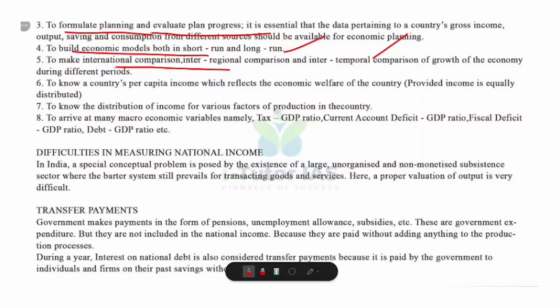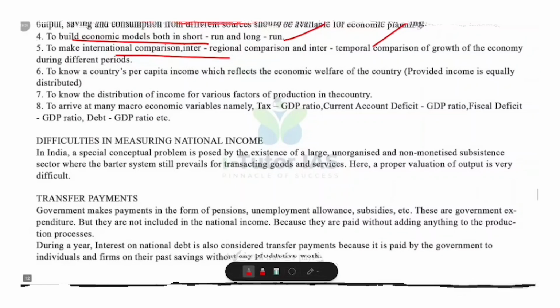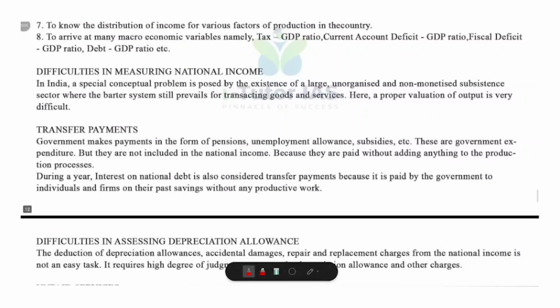So in short, national income analysis is like the dashboard of a country's economy. It tells how the economy is performing, who earns what, and how the government can plan for better growth and welfare. So hope you are clear with that. Now let's move to the difficulties in measuring national income.